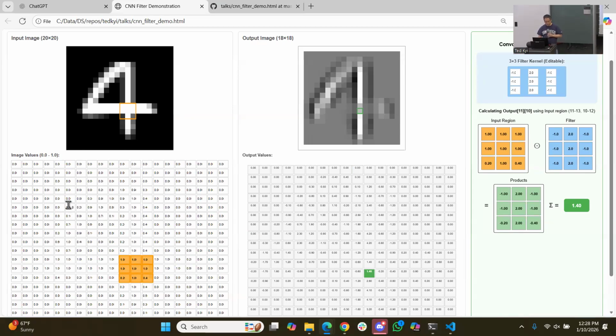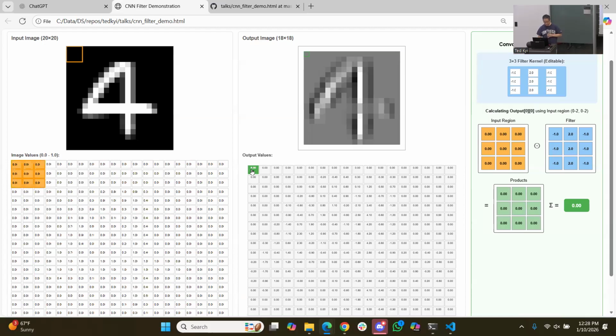In this demonstration, I can click on any particular cell. This is without padding. So the upper left corner, this green pixel, is formed by a combination of these 3 by 3, these 9 pixels in the input. We take the values for these 9 pixels, multiply them by our fixed set of weights, our -1s and 2s and -1s, and then sum up all of those 9 values to get a final result.